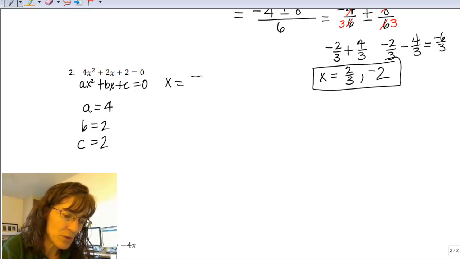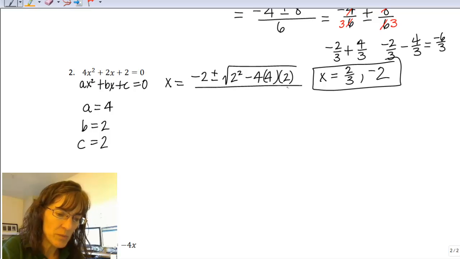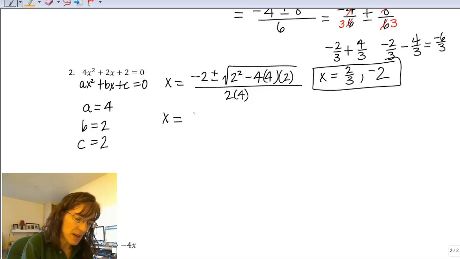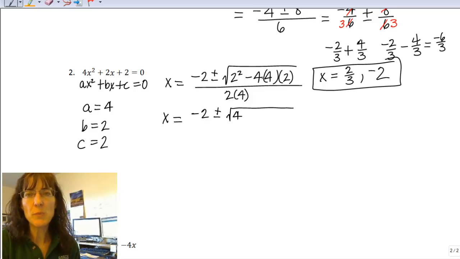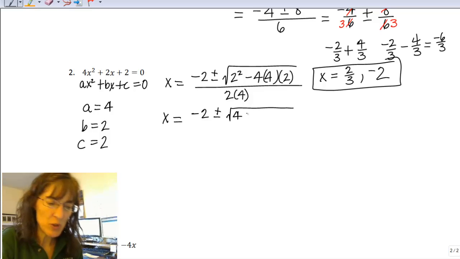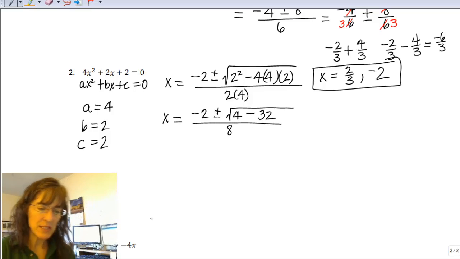x is equal to negative b, which is a 2, plus or minus the square root of 2 squared minus 4 times a, which is 4, times c, which is 2, all over 2 times 4. And then I get negative 2 plus or minus, 2 squared is 4. Negative 4 times positive 4 would be negative 16. Negative 16 times 2 is going to be negative 32, all over 8.